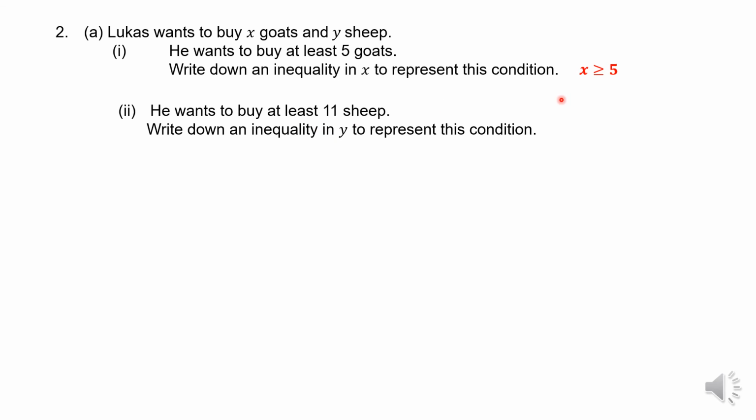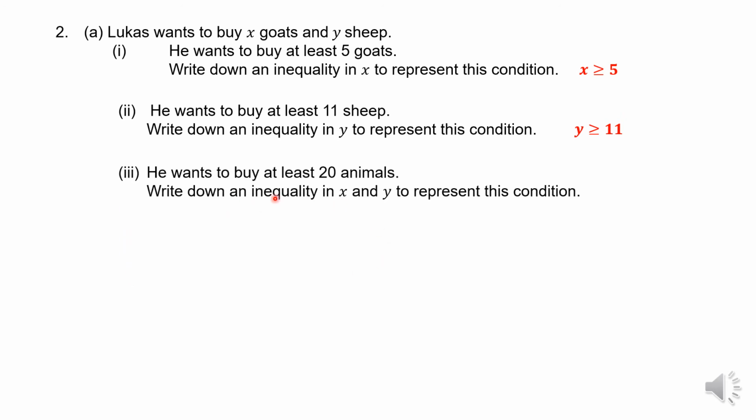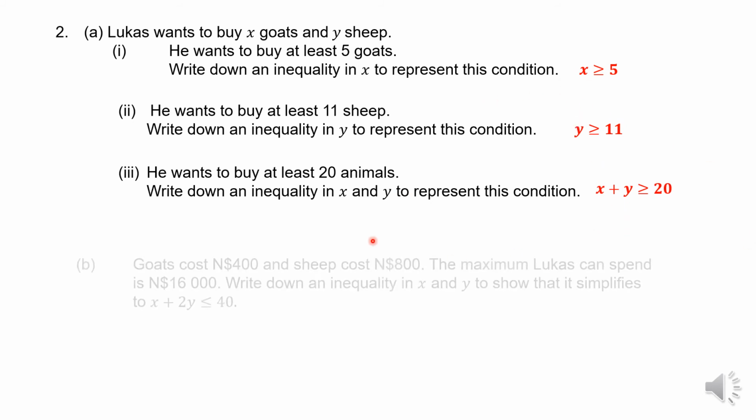So y is greater than or equal to 11. That's the other inequality that you have to write down to represent this condition. Then he wants to buy at least 20 animals. That means the sheep plus the goats should be greater than or equal to 20. These ones are quite straightforward.